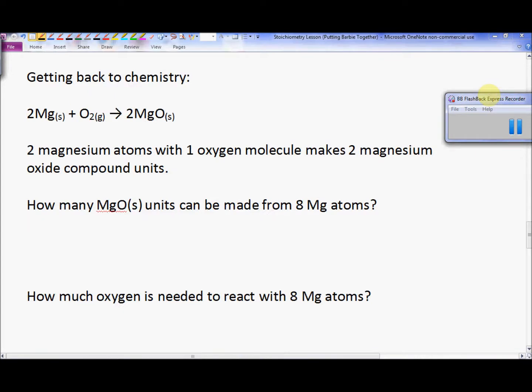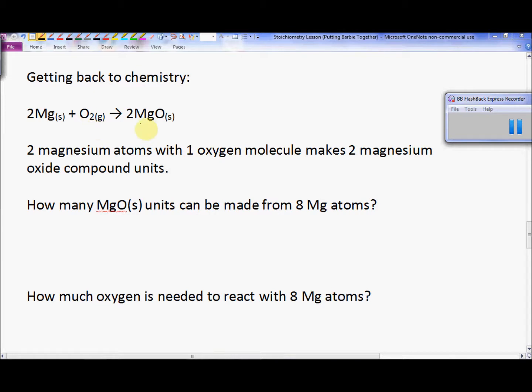Okay, now getting back to chemistry and getting away from the Barbie example, here we have in front of us an example, an equation for the synthesis of magnesium oxide. So magnesium plus oxygen get together and form magnesium oxide. So in other words, 2 magnesium atoms combine with 1 oxygen molecule, and when they combine, they make 2 magnesium oxide compound units.